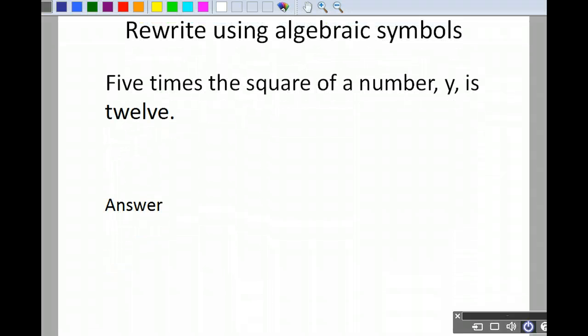Now we're going to rewrite using algebraic symbols. I have 5 times the square of a number, y, is 12. So 5 multiplied by the square of a number y. My variable is y. Square means it's to the second power. Is is my word that means equals 12. Hope you're still pausing to check those answers.